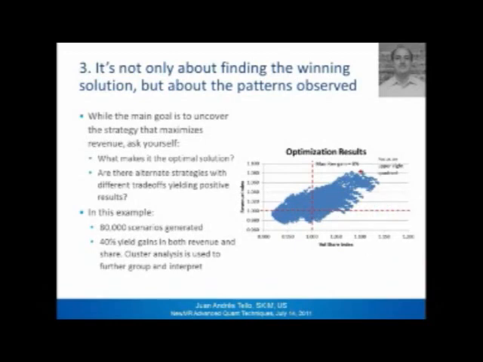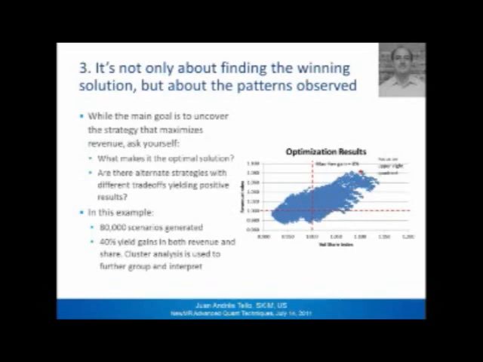But it's not about finding the winning solution only. It's also about the patterns that you observe throughout the optimization. So in this example that I'm sharing here, I'm plotting all the solutions that we recreated, and it's basically 80,000 scenarios that we generated. And we plot them in terms of the revenue and the volume. What you see is that 40% of these solutions actually gain in both revenue and share. That's the upper right quadrant of the graph here.